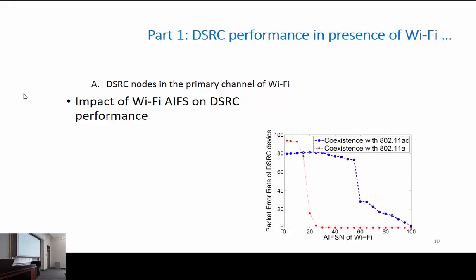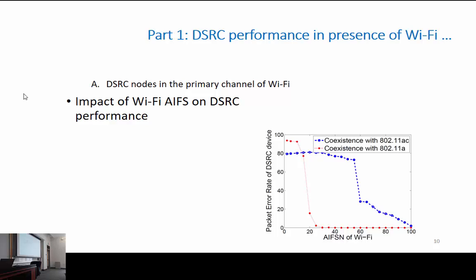And this is what happens. This is the packet error rate of DSRC devices, and this is the AIFS number. As you increase the AIFS of the Wi-Fi devices, the priority of the Wi-Fi device keeps decreasing, and what that does is it reduces the packet error rate of DSRC devices. This is easily shown at an AIFS number of about 100, which corresponds to an AIFS of roughly 1 millisecond.